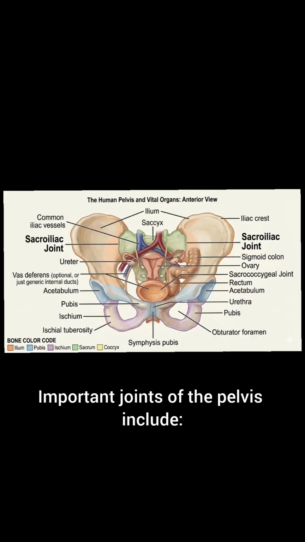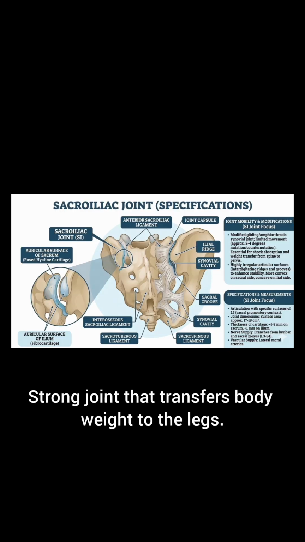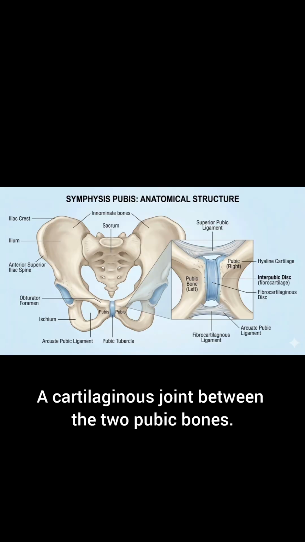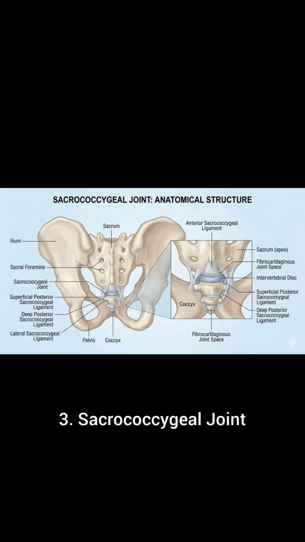Pelvic joints. Important joints of the pelvis include: 1. Sacroiliac joint, between sacrum and ilium, a strong joint that transfers body weight to the legs. 2. Pubic symphysis, a cartilaginous joint between the 2 pubic bones, slightly movable, becomes more flexible during pregnancy and childbirth. 3. Sacrococcygeal joint, between sacrum and coccyx.